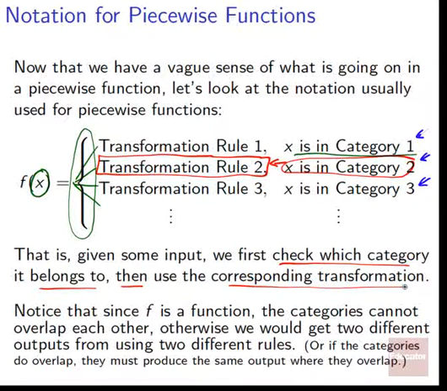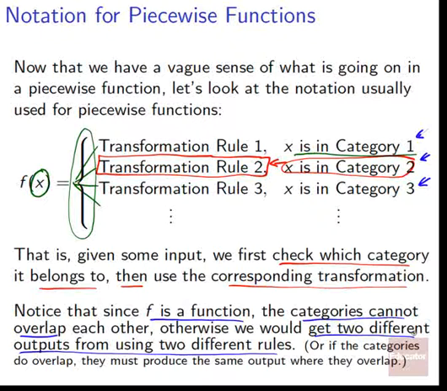Also, notice that because f is a function, two categories cannot overlap. Why? Because if they overlapped and they had different rules, we'd get two different outputs from using the same input. We'd get two different outputs from using two different rules if the categories overlapped. Remember, if we put x into a function, it has to only produce one output. It can't spit out a and spit out b. It's not allowed to produce two different things.